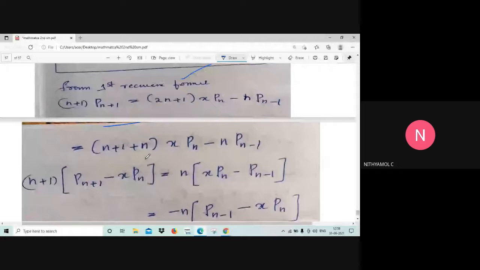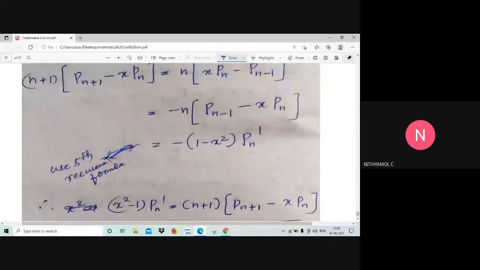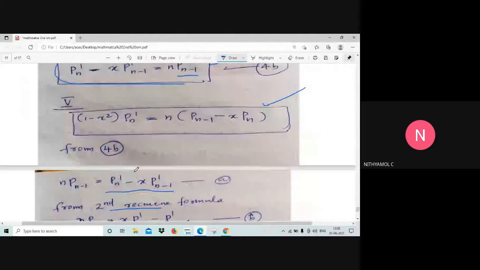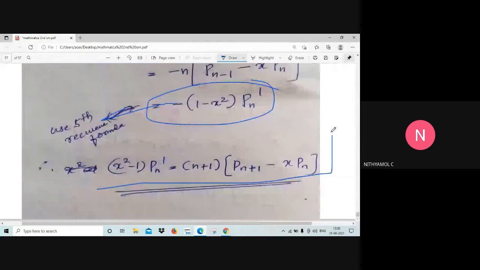This is our first recurrence formula. We are just arranging this. 2n plus 1 can be written as n plus 1 plus n. Okay. Then (n plus 1) into here, Pn plus 1 here. I take this x here into Pn minus 1. Just rearranging. And here we use the fifth recurrence formula. Then we get, what is the fifth recurrence formula? This is our fifth recurrence formula. Then we will get the sixth recurrence formula.